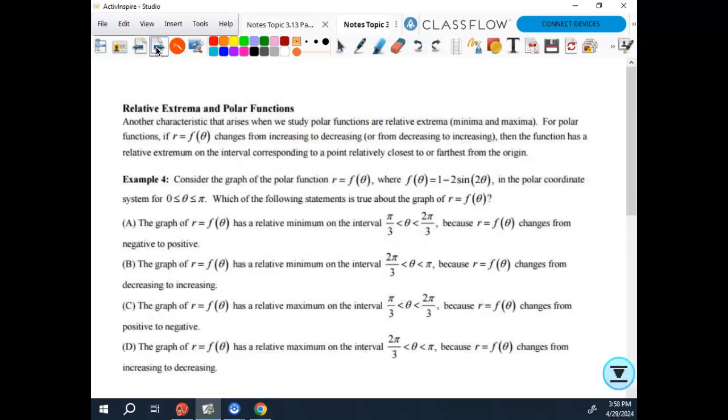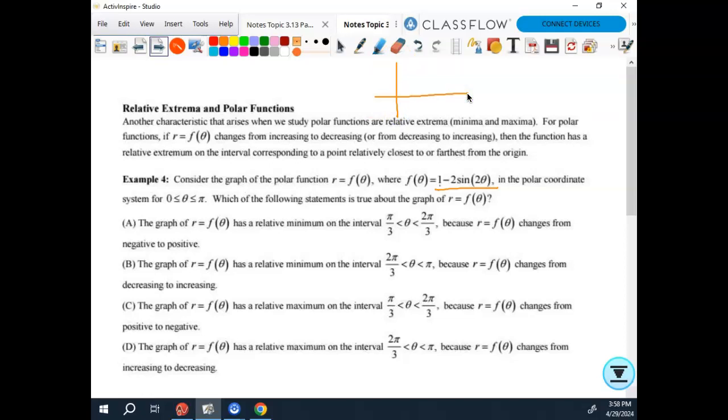All right, so relative extrema, looking for max and min. You do not have to overthink this. You don't have to know what that looks like when it's graphed in the polar coordinate system. Nothing. All you have to do is understand this in the rectangular coordinate system. Okay, so let's plot this.